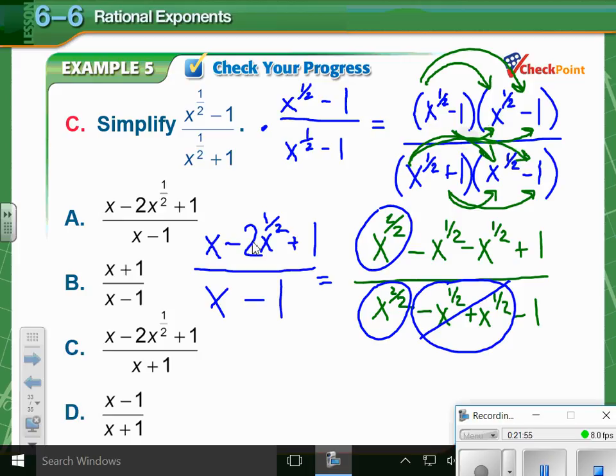So x minus 2 times x to the 1/2 plus 1 over x minus 1. Now I no longer have exponent radicals in my denominator. That would be our answer.